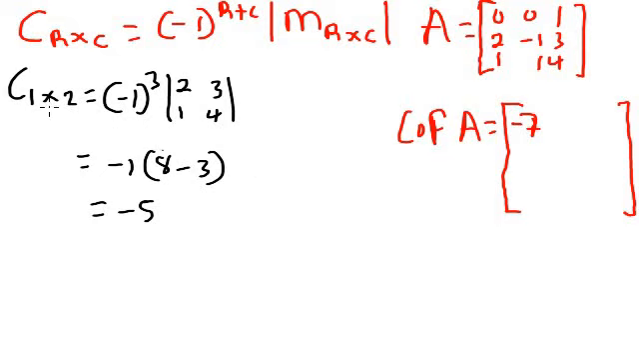What position is it? First row, second column. That's going to be this. Negative 5. Perfect. Now, the element in the first row, third column.